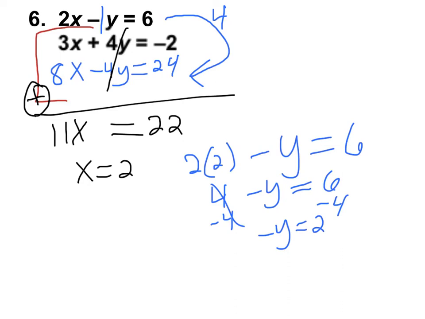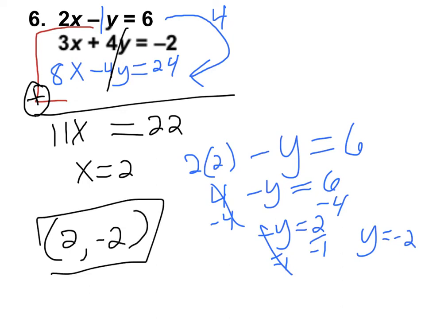So this is saying the opposite of y is 2. You could divide by negative 1. And so y equals negative 2. So I have most of my answers. I'll write it out as an ordered pair. 2, negative 2. And that's my answer.